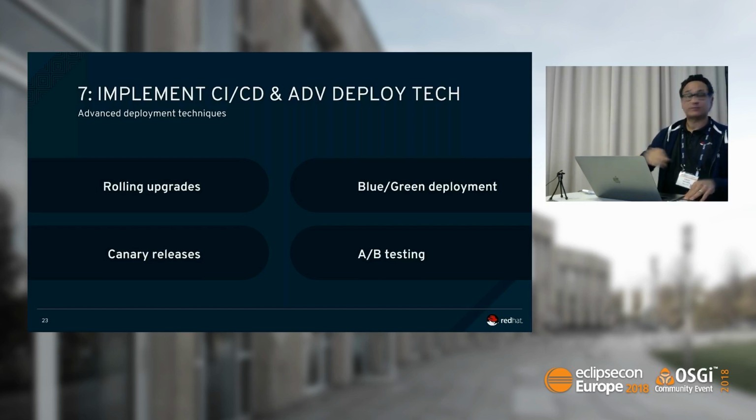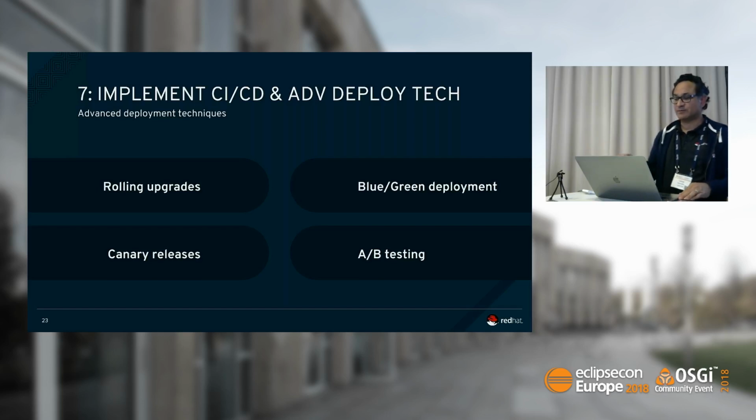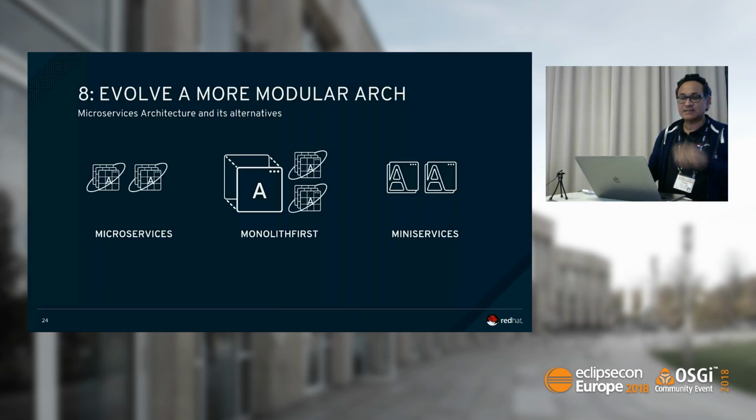Whereas with the other ones, it's happening at the moment. A/B testing is you're collecting data, and then let's say it's 2 weeks. Then you analyze the data to find out if the move of that button to another location actually results in positive things. If there's no positive result, then you don't move that button. That's called A/B testing. And the last step is evolve a more modular architecture.